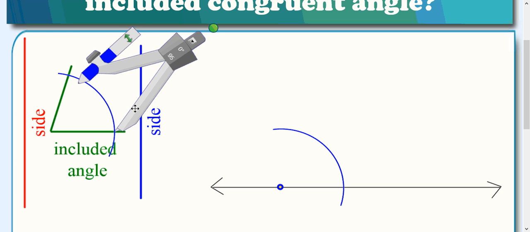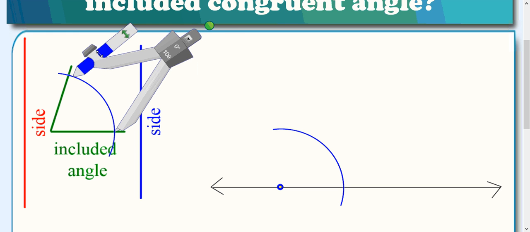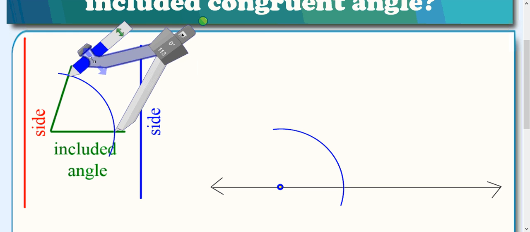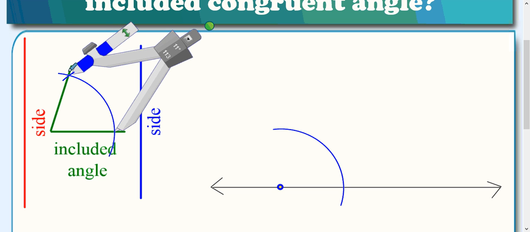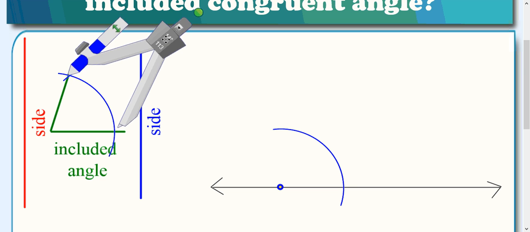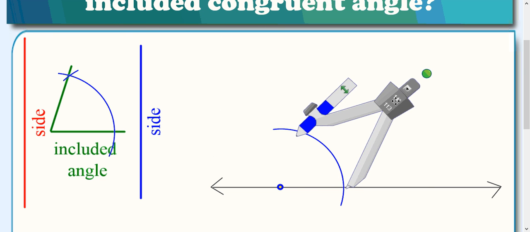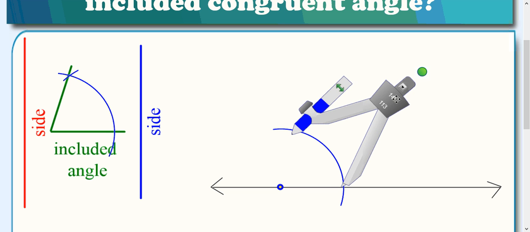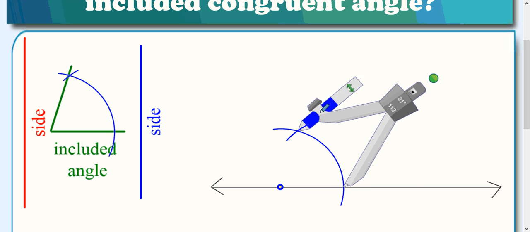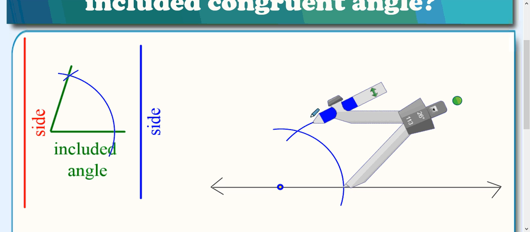Then we're going to measure from those two points where it intersected, and that's going to make an X over there. We're going to make that same exact X on this arc. So that angle has to go through there, like that.